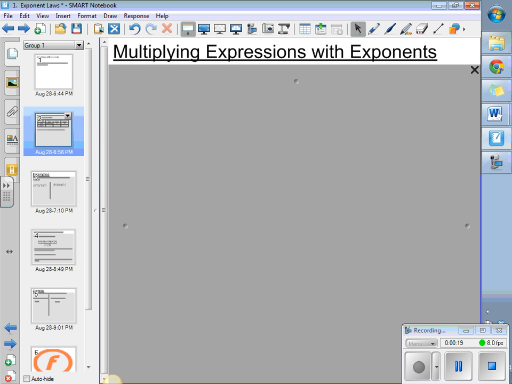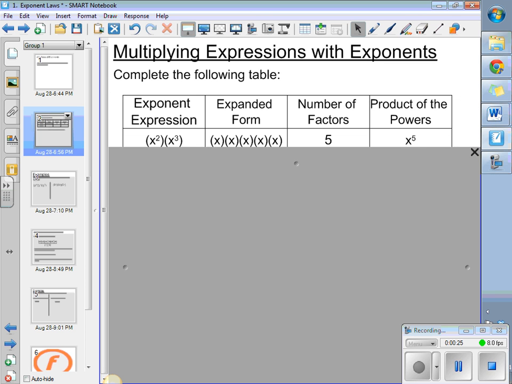I know you guys have a tendency to focus on getting your notes down, so you may want to get your notes and then listen to it again. So we're going to complete this table.